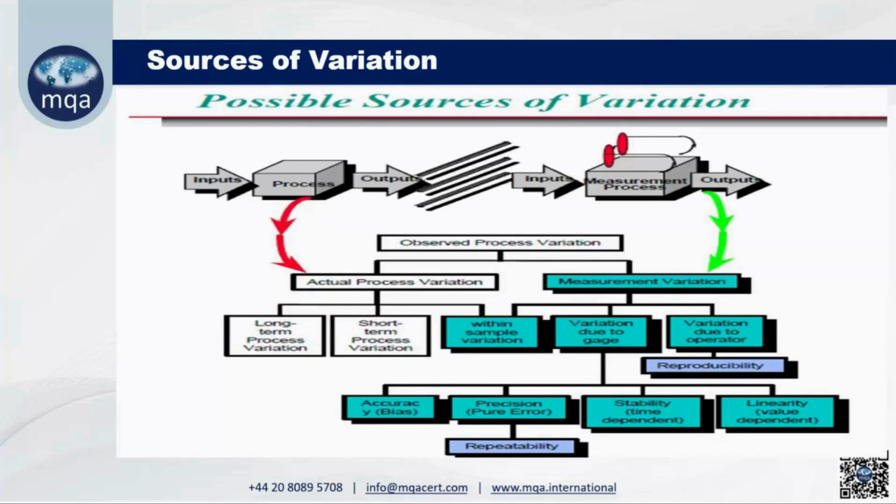See, this is the possible sources of variation chart, where you can see that input is there, process is there, output is there. Once the raw material is processed, finished good is made. Now the finished good goes through the measurement process. So in the observed process variation, two parts are there: actual process variation and measurement variation. You can understand the actual process variation. What is the meaning of how variation can come in a process? Tell me.